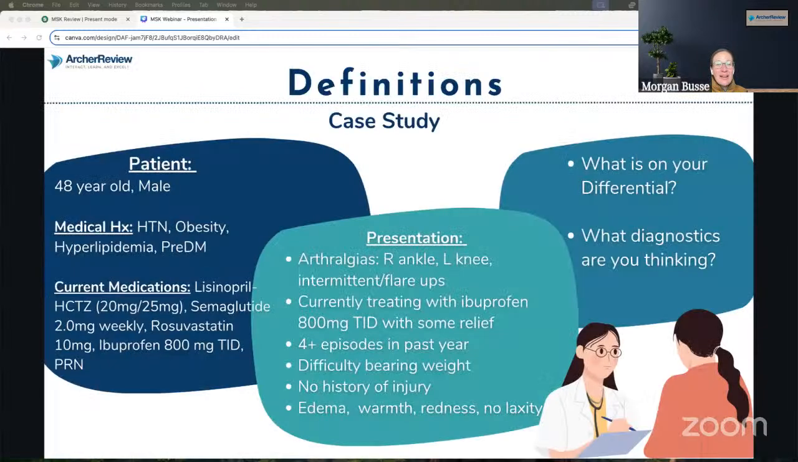All right, we're going to do a quick case study. I have 3 minutes to get through this. So we have a 48-year-old. Pull out your phones for me because we're going to answer in here. So go ahead and get your phones out.